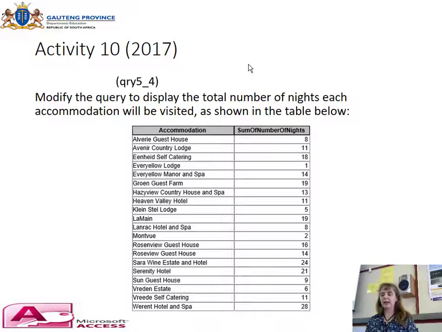Modify the query to display the total number of nights each accommodation will be visited as shown in the table below. So remember, she just showed you the sum of. And this is what they know. This is what she showed you. So we're looking at accommodation and we want to add the sum of nights, the number of nights at that specific accommodation. So that's your little hint.